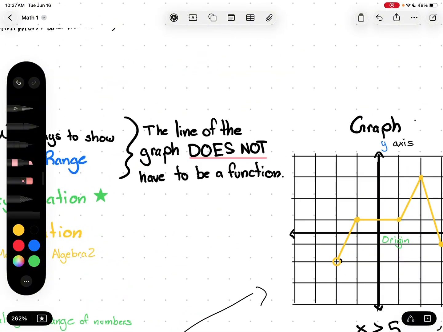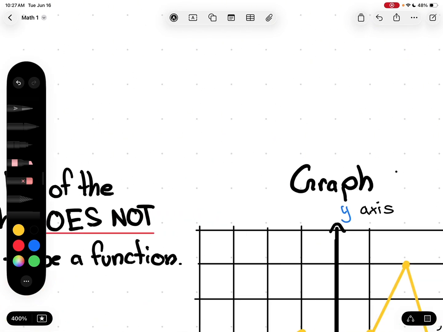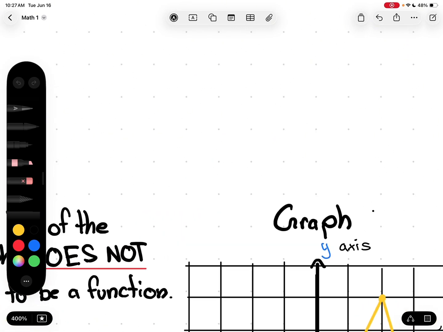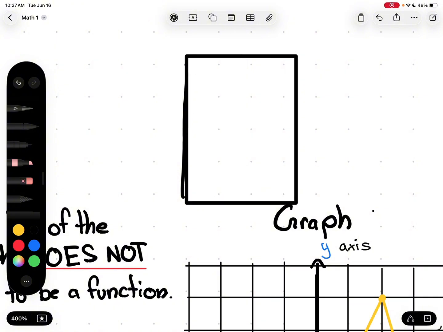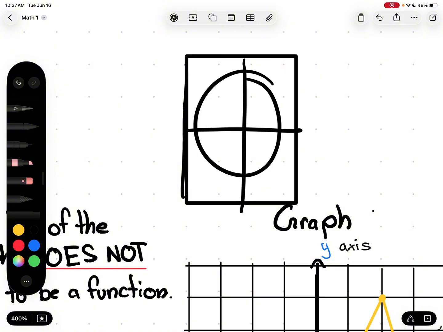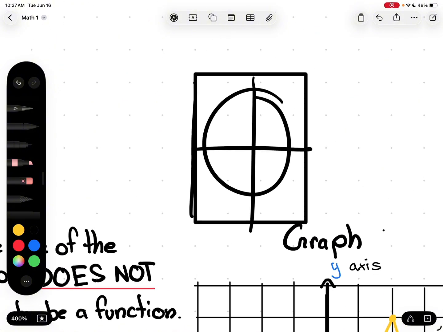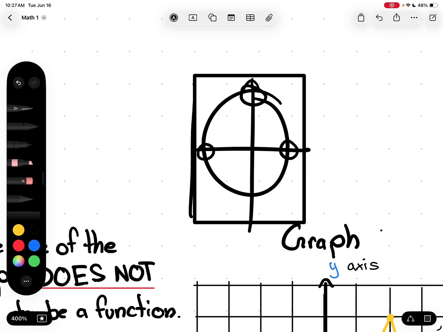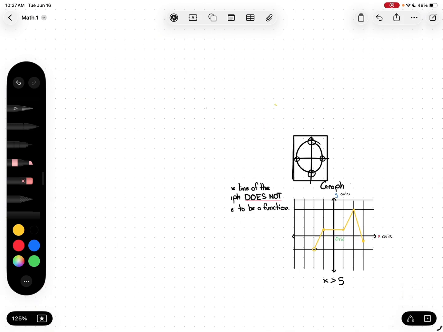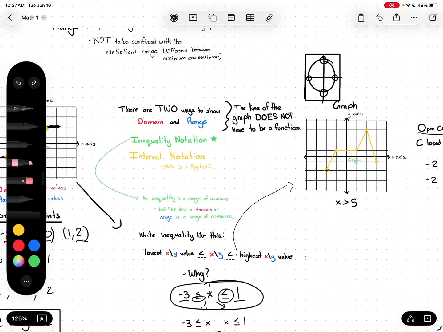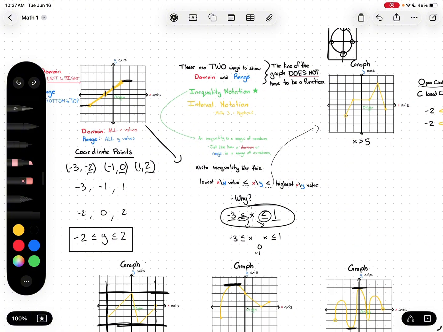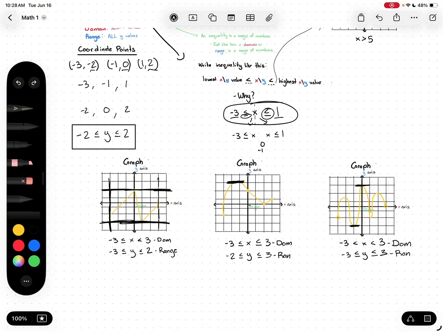Just one heads up, the line of the graph that we are talking about does not have to be a function. Excuse my extremely bad graph, but we can have a line that looks like this, and we can still identify the domain and the range. Essentially, domain and range is talking about all the x values versus all the y values in a graph of a line. And this is called inequality notation. You learn about the other notation in Math 3.